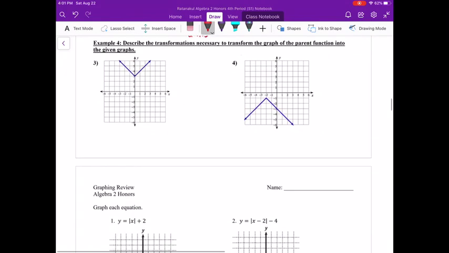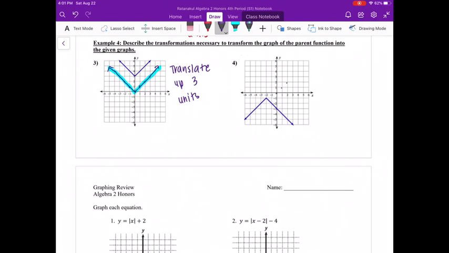All right, numbers 3 and 4. So here we don't have the parent function graphed, but you can go ahead on your copy and add in the parent function. And our parent function is just going to start at 0, 0, opening up. So now we're describing how do I get that parent function onto the new function. So in number 3 here, it looks like I just need to translate my parent function up 3 units.